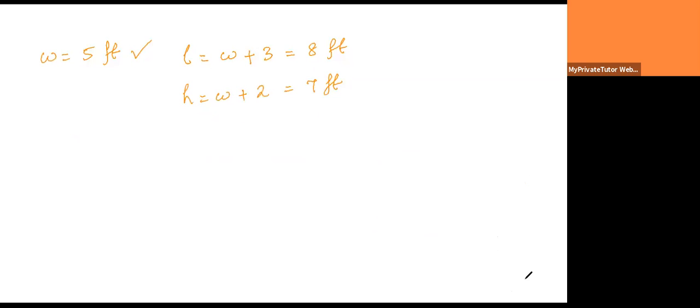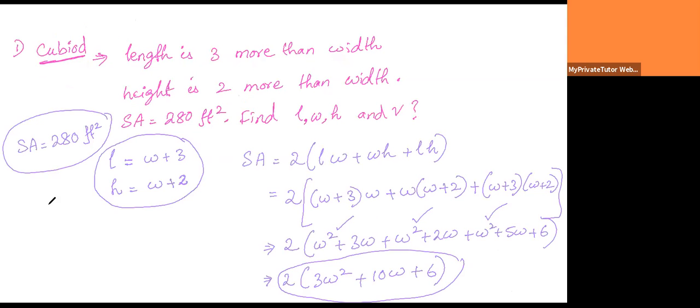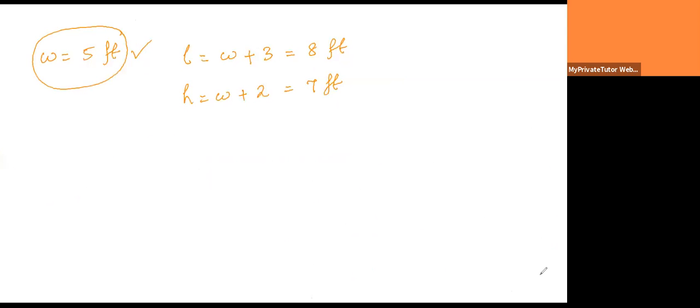Once we got the w value as 5, just go back to the assumption we made, which is l equals w plus 3 and h equals w plus 2. You substitute w as 5, so you get the values of length and height. Now just check whether we solved it correctly. Surface area, if you use the formula, we'll get 280 again.